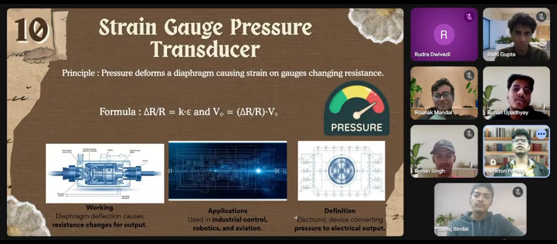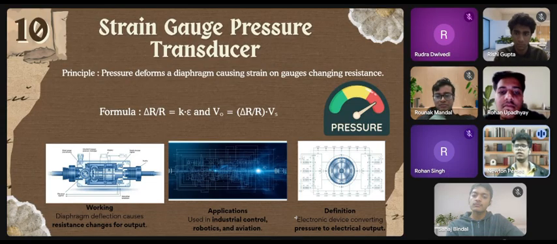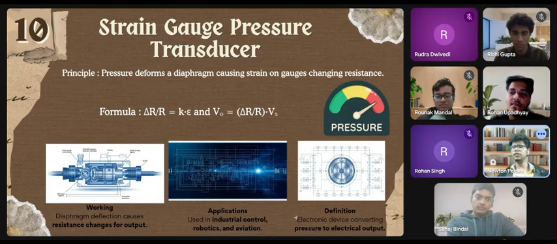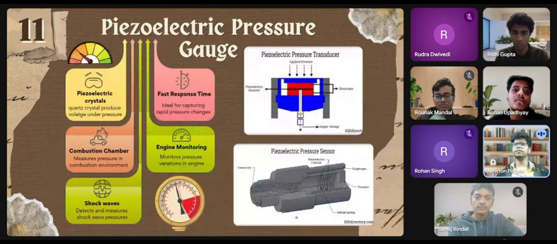Strain gauge pressure transducer. The main principle is pressure deforms a diaphragm, causing strain and changing resistance. Here is the specific formula, and here is the mechanism for working. Application is used in industrial control, robotics, and aviation. Definition: an electronic device that converts pressure to electrical output. Now moving to next slide.